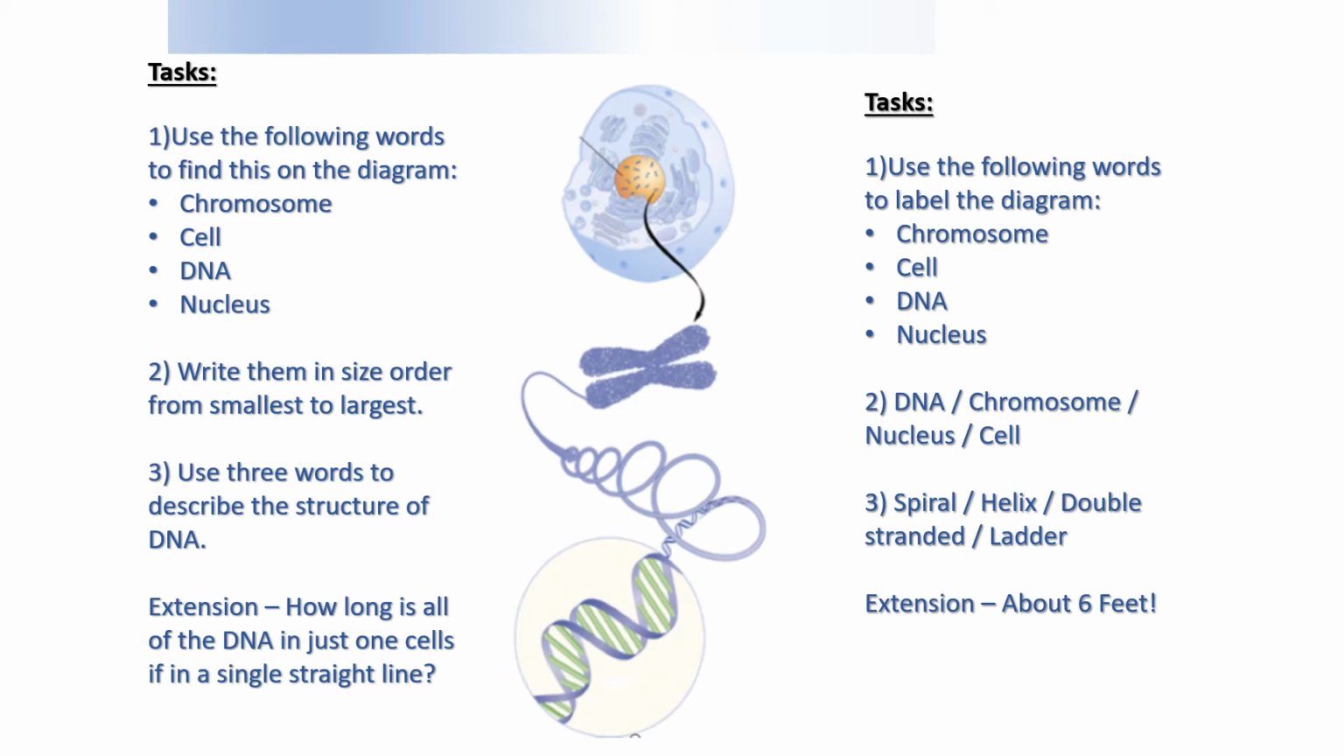Here is the answer for you. The first one is labeled. The second answer, smallest to the largest, is: DNA, chromosome, nucleus, and cell. The third one is spiral, helix, double, or stranded. And the last one is about 6 feet.